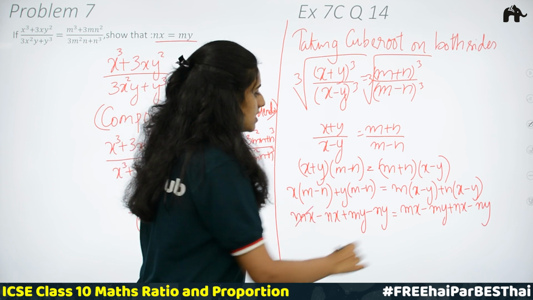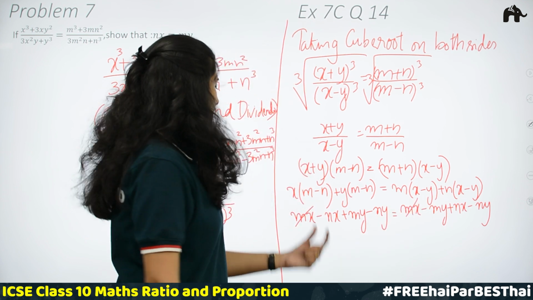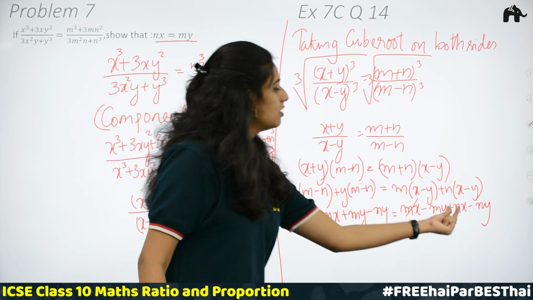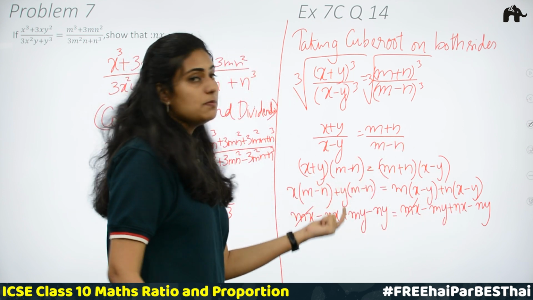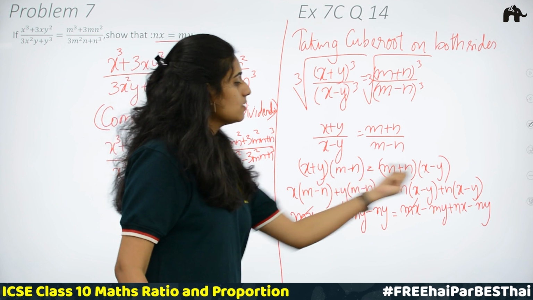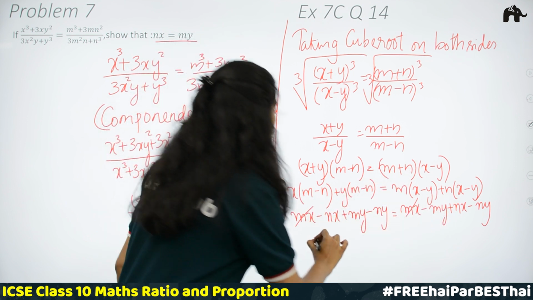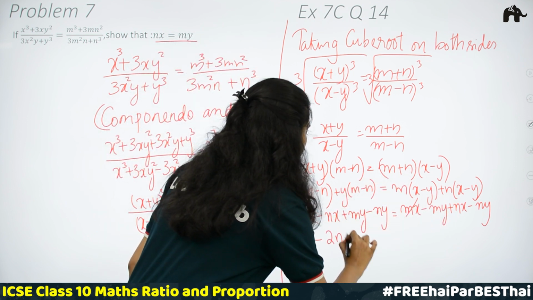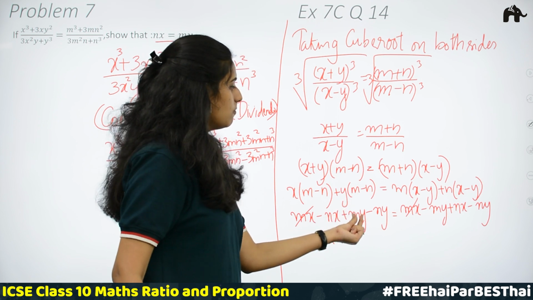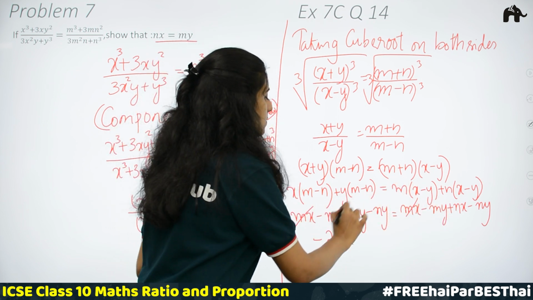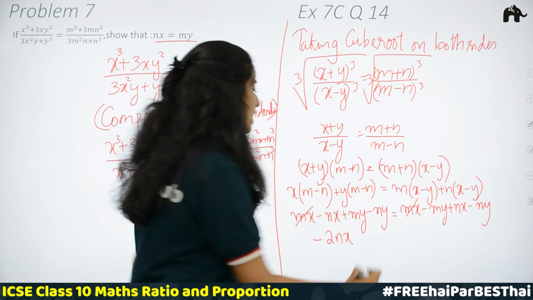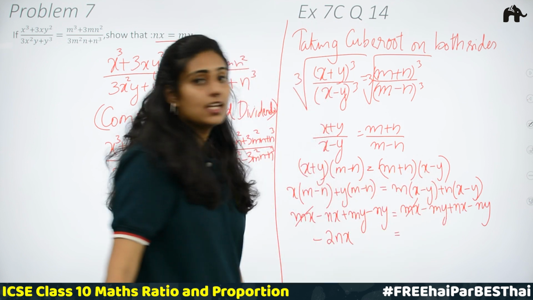Here we have an mx. This mx can be cancelled. Then minus nx plus nx. Taking this plus nx to the opposite side, it becomes minus nx. Minus nx plus minus nx is minus 2nx. Here we have my. Here it is minus my. Taking this plus my to the opposite side, it becomes minus my.